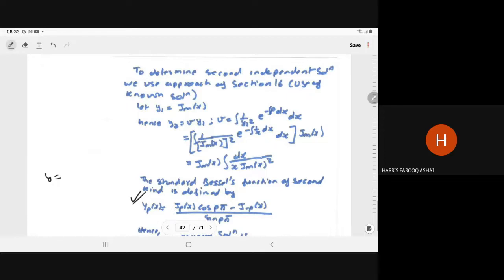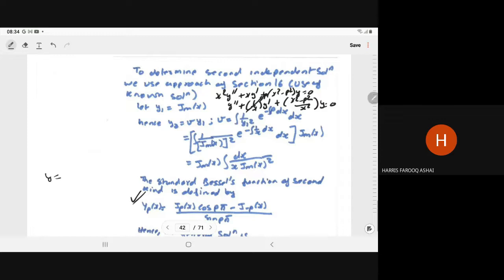Excuse me, sir, is P equal to 1 by x? Yes, P is equal to 1 by x. Actually we have the equation x² y'' + x y' + (x² − p²) y = 0. So y'' + (1/x) y' + ((x² − p²)/x²) y = 0. So that is the P. From here we started with the singularity. Yes, yes.